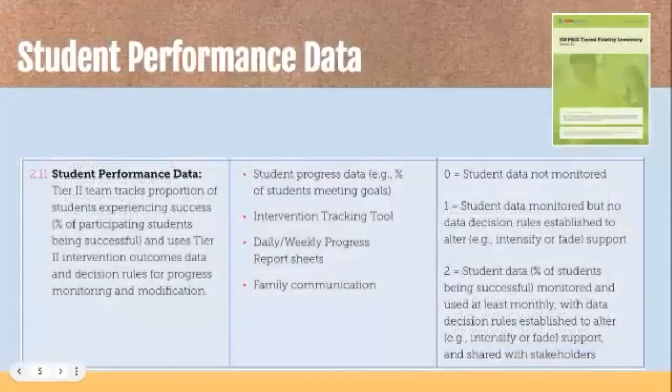Student performance data refers to the Tier 2 team tracking the proportion of students experiencing success. The team also uses Tier 2 intervention outcome data and decision rules for progress monitoring and modification. A score of 2 means that student data is monitored and used at least monthly, with decision rules established to adjust support and to share with our stakeholders.